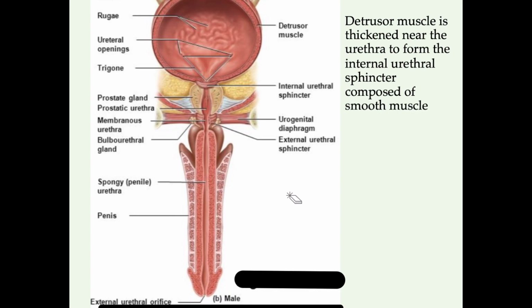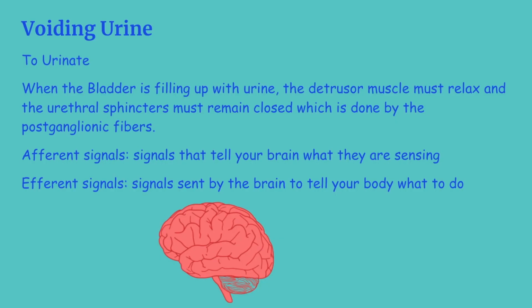Now, something I didn't mention before is that the detrusor muscle is thickened near the urethra to form the internal urethral sphincter, which is composed of smooth muscle, as I talked about. So the detrusor muscle kind of gets thick over here to make the internal urethral sphincter, which, as I talked about, is kind of like the valve. Alright, so we just finished our conversation about the urethra from the ThinkPad.